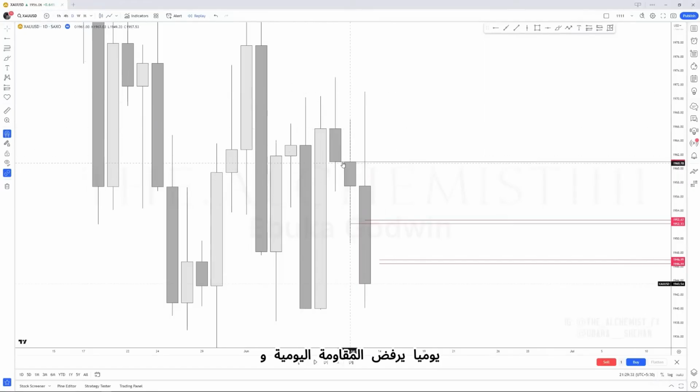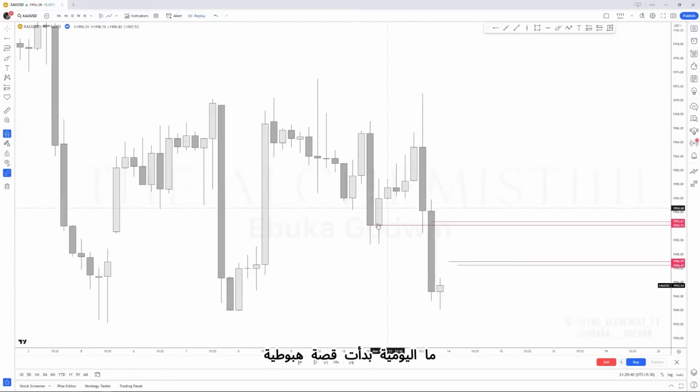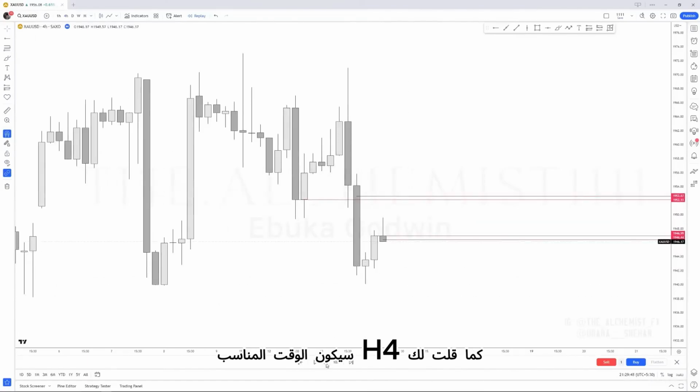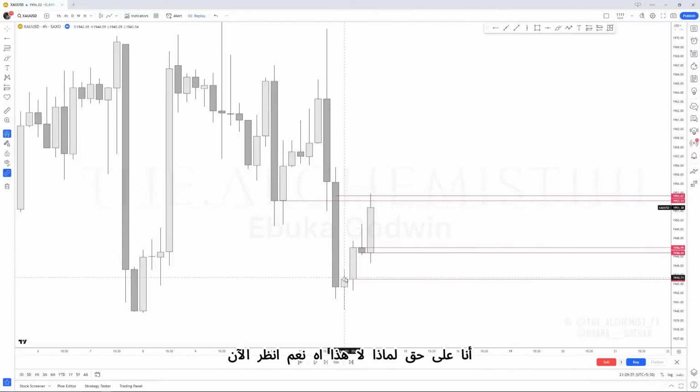Look at this. Daily rejects the daily resistance, and then H4 gave you a bearish breakout. So we know that daily has started a bearish storyline, right? That is what we know. So in a daily bearish storyline, like I told you, H4 will be the time frame for obstacles. Now you're asking me, okay, why not this? Why not this? Yes. Now look at this.